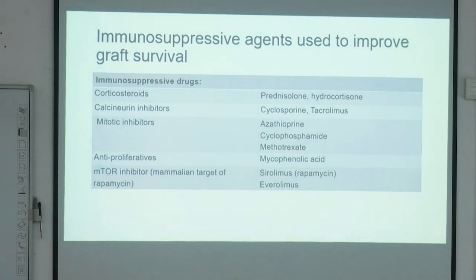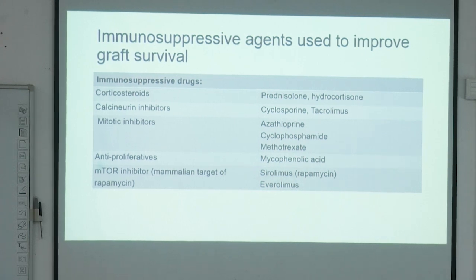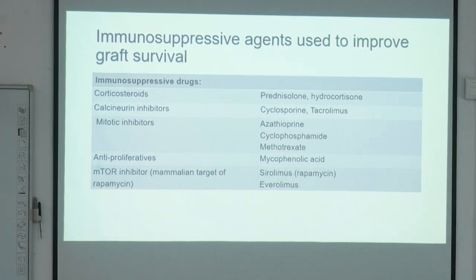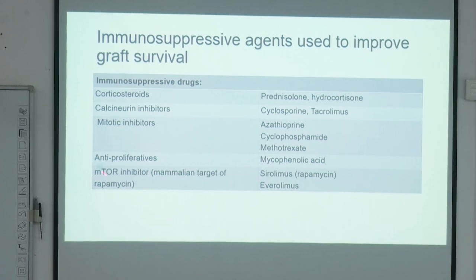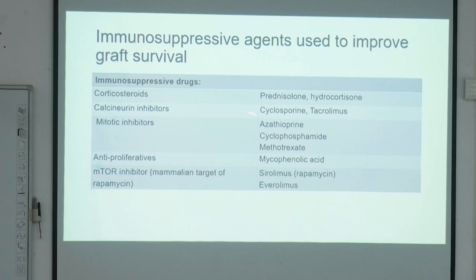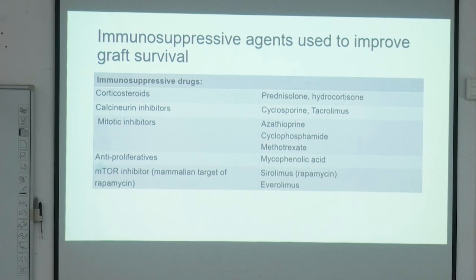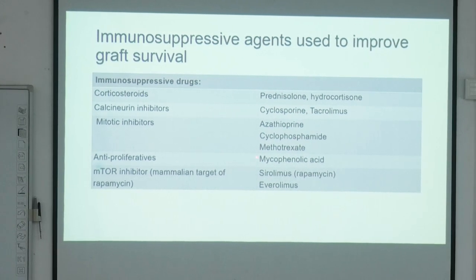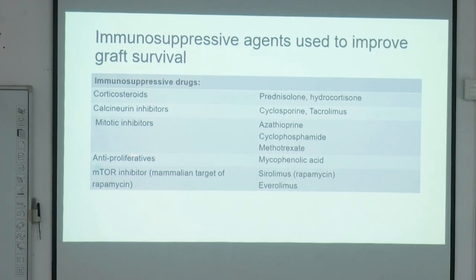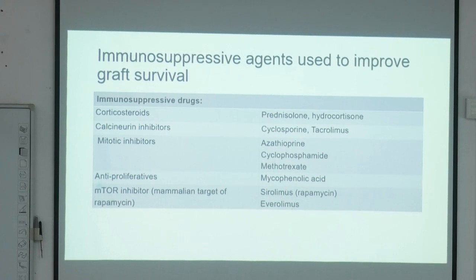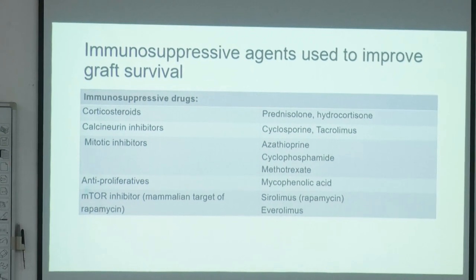Now what are the immunosuppressive drugs? First is corticosteroids. You already know steroids can inhibit all immune reactions. Along with calcineurin inhibitors like cyclosporine, tacrolimus, mycophenolic acid like antiproliferative, and mTOR inhibitors like sirolimus or everolimus. I am not going into details of these things. You will read in pharmacology and respective clinical subjects as well.